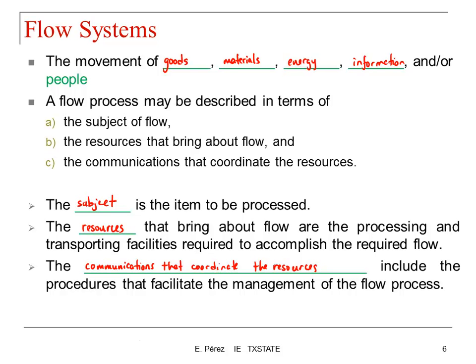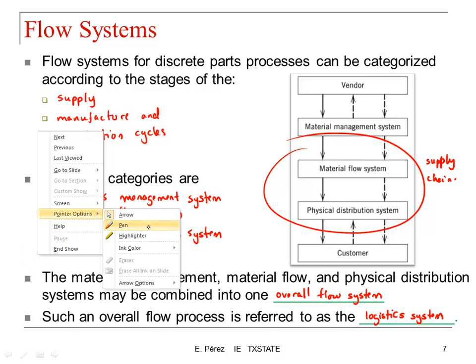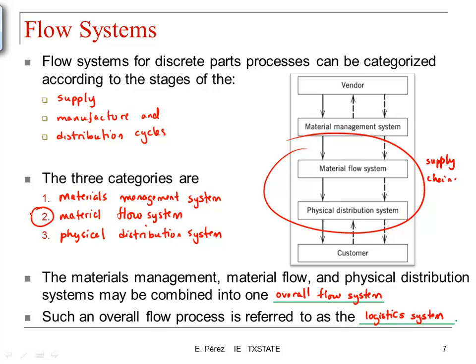So this is the material we covered on flow systems. The important thing here is that the flow process can be described based on these three entities: a subject of flow, resources, and the communication that occurs between the resources. So those are the three things. We also discussed the flow system in three categories: materials management systems, the material flow system, and the physical distribution system. And we highlighted that we were going to focus on the second one, the material flow system.